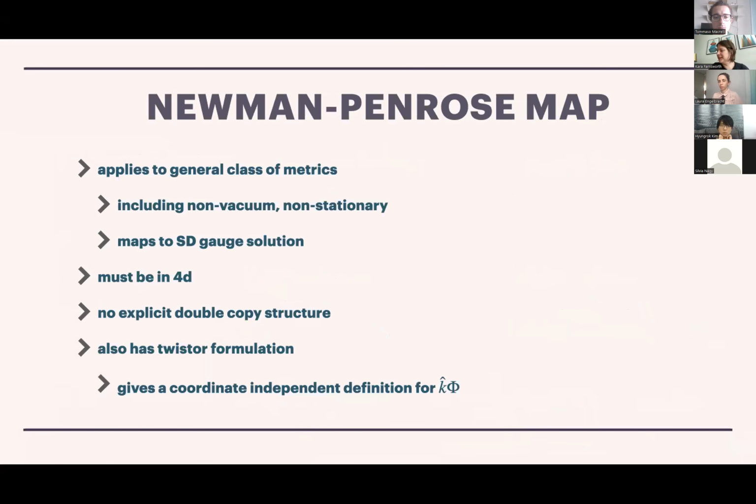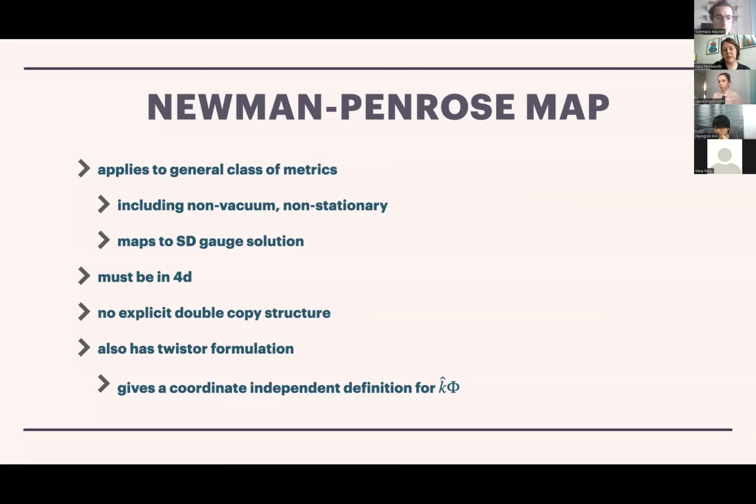Okay, so now I've gone pretty fast, but just to summarize, the Newman-Penrose map applies to a general class of metrics that include non-vacuum and non-stationary solutions. And it always is going to give you a map to a self-dual gauge theory solution, vacuum Maxwell solution. It has to be in 4 dimensions because we're talking about the Newman-Penrose formalism, and we also don't have the explicit double copy structure that the Kerr-Schild double copy had. We have a twistor space formulation, which gives us a coordinate independent definition for our k hat and our phi, which is nice.